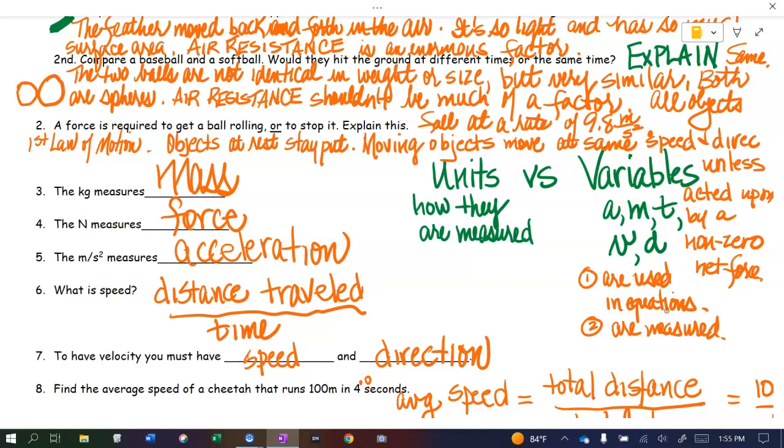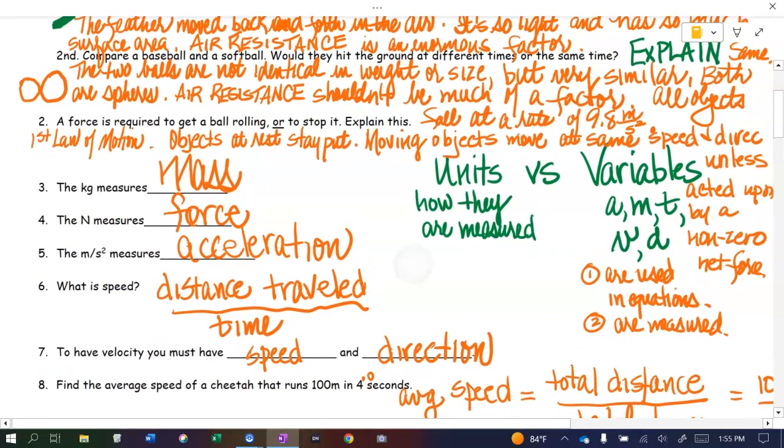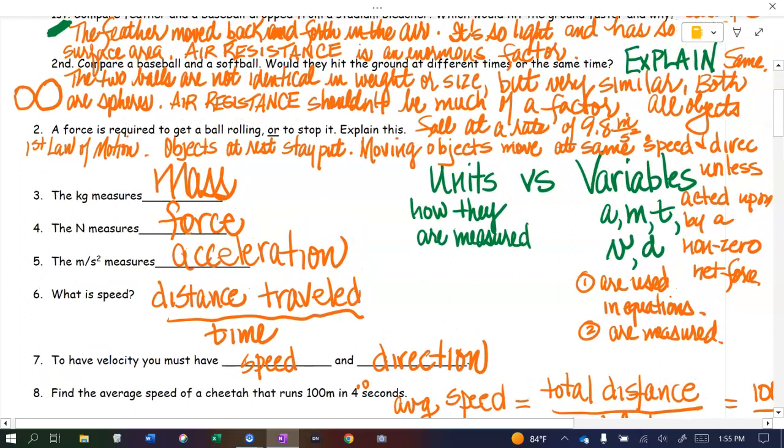Yes, such as distance can be measured in inches or meters, as we know on our meter sticks, but in science we use metric, and the primary metric measurement for distance is meter. All right, so the kilogram measures mass. So when we determine mass, we measure it in grams on a balance, kilograms on a much larger balance.